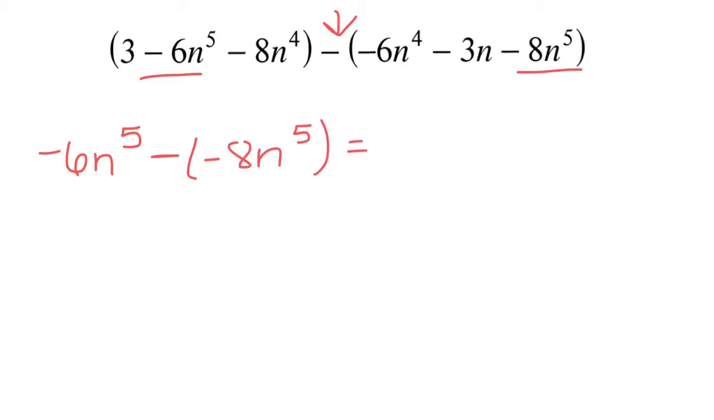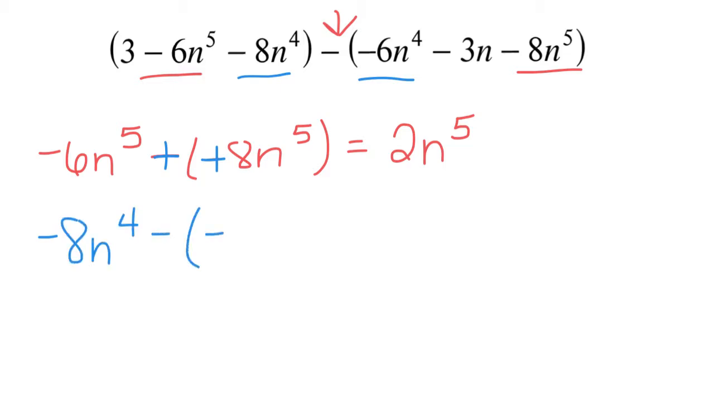Using what I know about my integer rules, I know two negatives together automatically make a positive. Change subtraction to addition, change the sign after. Negative 6 plus 8 is positive 2n to the fifth. So I've used my n to the fifths. Those are fine. I have n to the fourths next. I have negative 8 and negative 6. So negative 8n to the fourth minus negative 6n to the fourth.